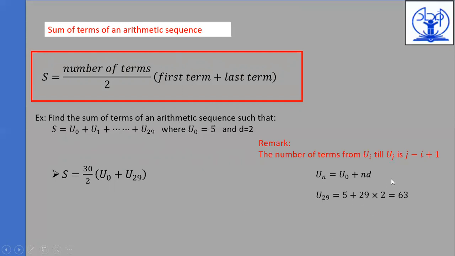Now, UN is U0 plus ND, so U29 is 5 plus 29D, which is 63. Plugging in the values, you will get the sum 1020.